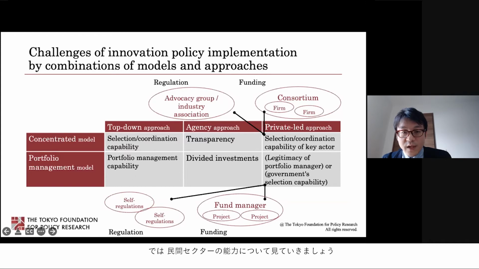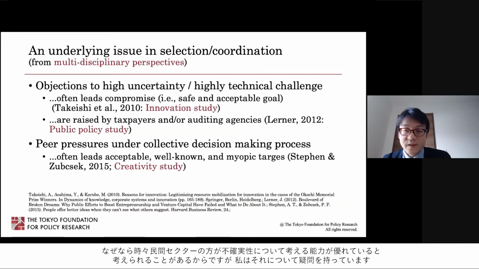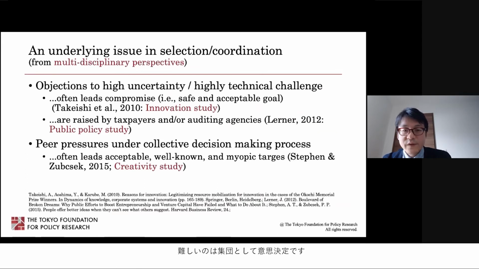Okay, then let's dive into the capability of the private sector, because sometimes people consider the private sector more capable of thinking about uncertainty. Though I must raise a question about that. One thing is that there is a problem underlying collective decision making. This is not only the case for industry, but also the government as well. Once people make decisions with their peers, they often reach acceptable, well-known, and myopic goals. This is a very fundamental behavior of human beings.